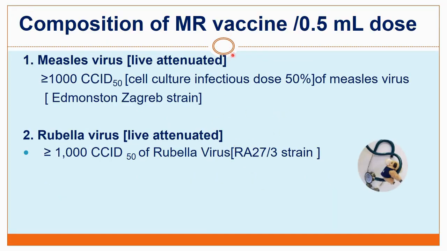Let's see the composition of MR vaccine per dose. Per dose is 0.5 ml. So 0.5 ml of the vaccine contains measles, that is live attenuated. It contains equal to or more than 1000 CCID50, CCID being cell culture infectious dose 50%, of measles virus, that is Edmonton-Zagreb strain. And rubella virus, that is also live attenuated, it contains equal to or more than 1000 CCID50 of rubella virus of strain RA27-3.